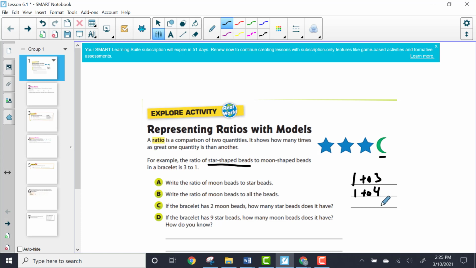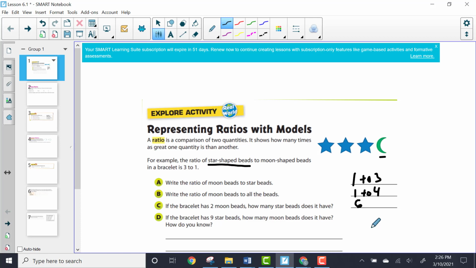So the next one says, if the bracelet has 2 moon beads, how many star beads does it have? So we can see the ratio of moon to star is 1 to 3. So if we were to double that amount, it would be 2 to 6 would be the ratio. So therefore, if there's 2 moon beads, it would be 6 star beads for letter C.